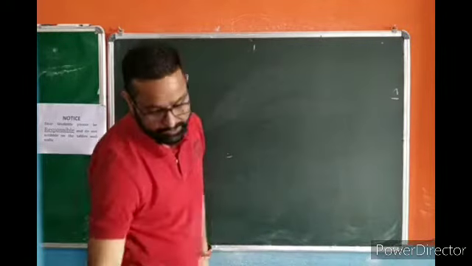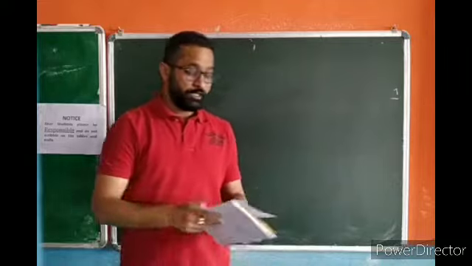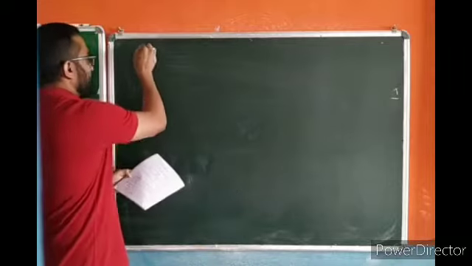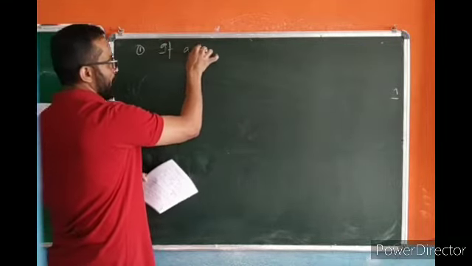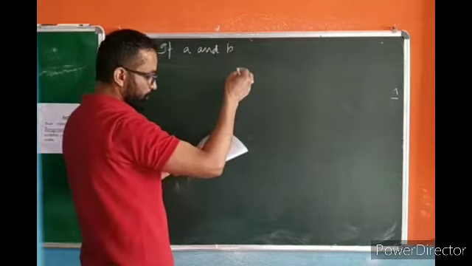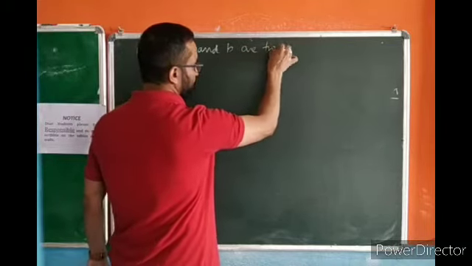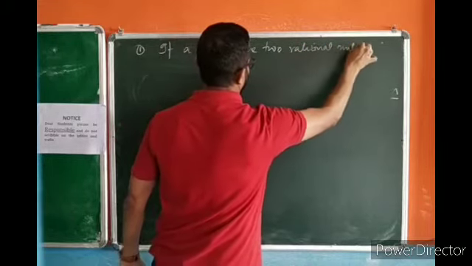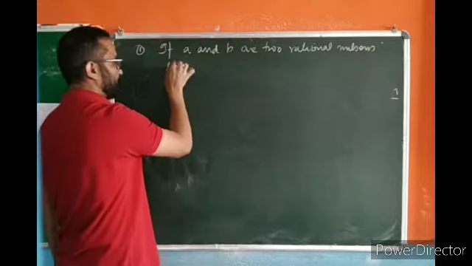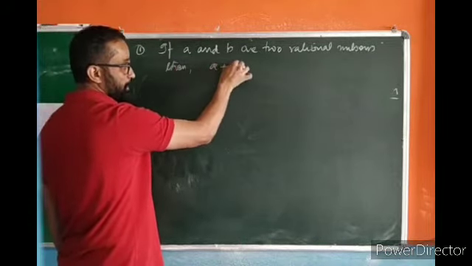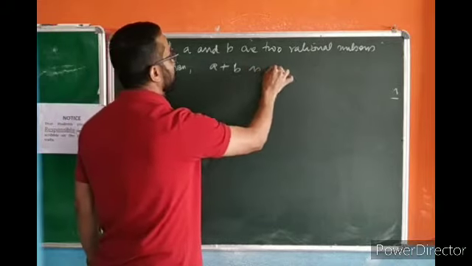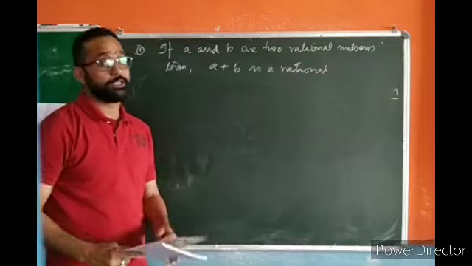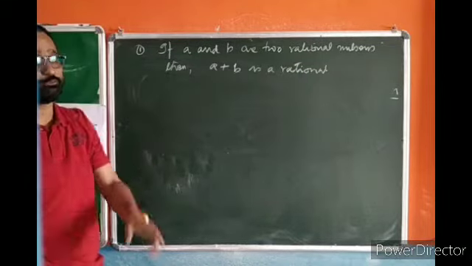Next one is representation. Look at the first property. It's important. If A and B are two rational numbers, then A plus B is a rational number. That means addition of two rational numbers is always a rational.